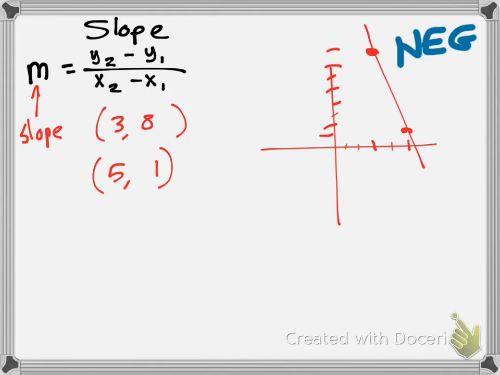So it's always good to keep track of whether your answer should be positive or negative, instead of just coming up with a number. And let's plug in our values. So we have y2, that's the second y value. So if you're going in order, this is point 1, that's point 2. The second y value would be 1. So I'm going to say 1.